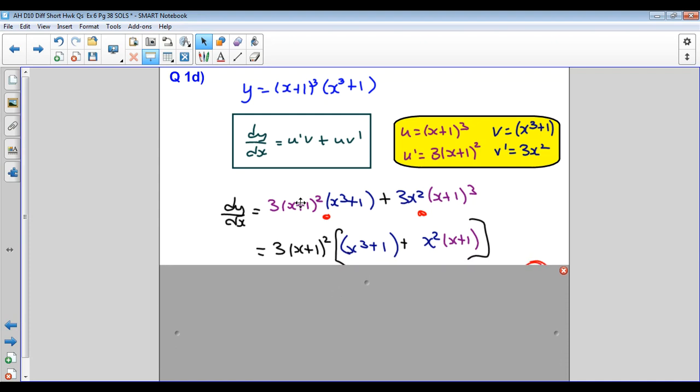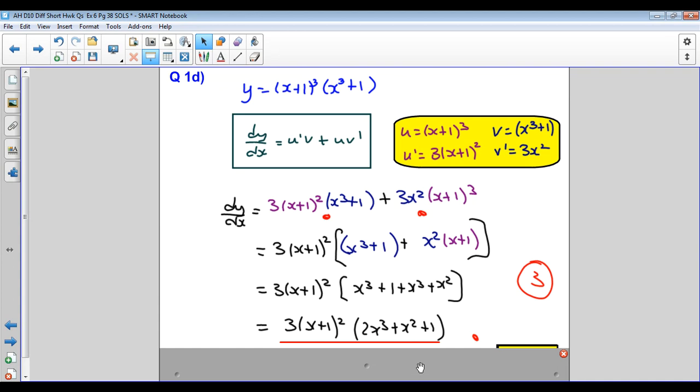So if you have x plus 1 squared, you can pull that out from both. So x plus 1 squared, you've got a 3, you can pull that out as well. So then you've still got this bracket, you've got still x squared times this, and you've got an extra x plus 1. So let's open it up. You've got x cubed plus 1 plus x cubed plus x squared, and you can simplify it up. You're not getting the mark unless you've brought it to this point.